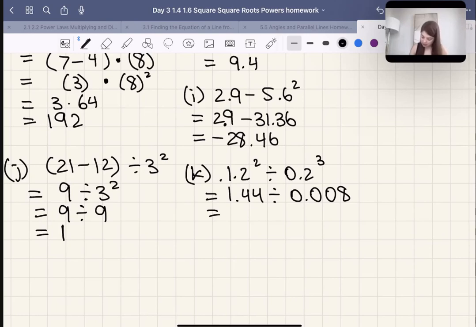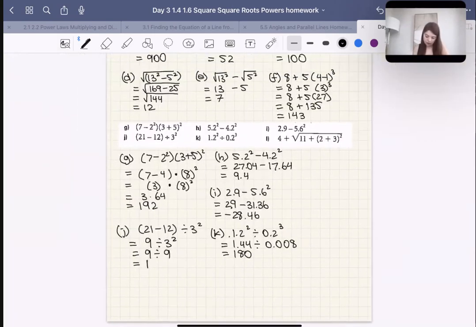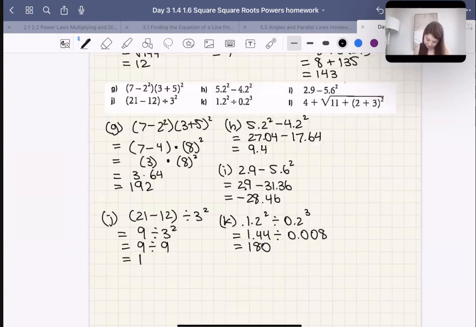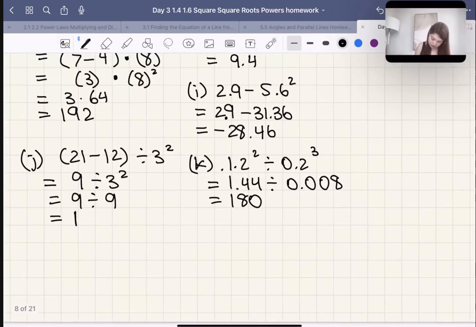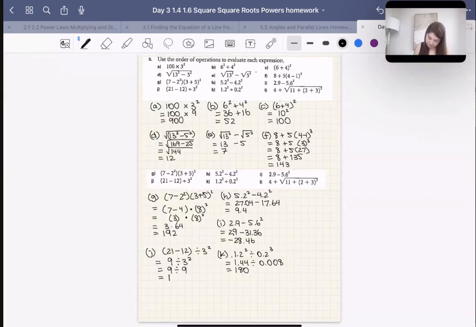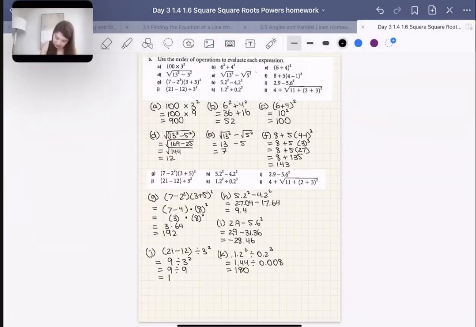Now, do we have any multiplication or division? Yes, we have 1.44 divided by 0.008, which if we plug that in our calculator, we get 180. So 180 is our final answer, as we don't have any addition or subtraction to do after. All right, we're on to L, which is our last one. Do we have room for it? Oh, we could do it on another page, actually. There's only one more.